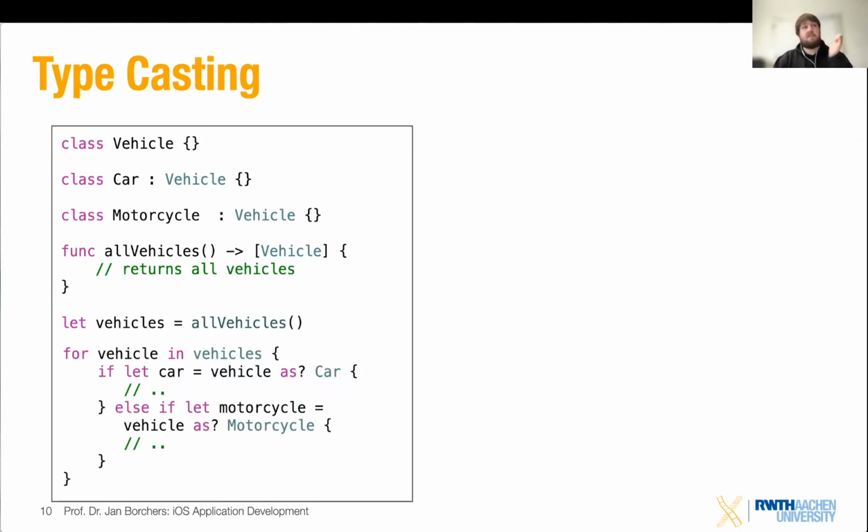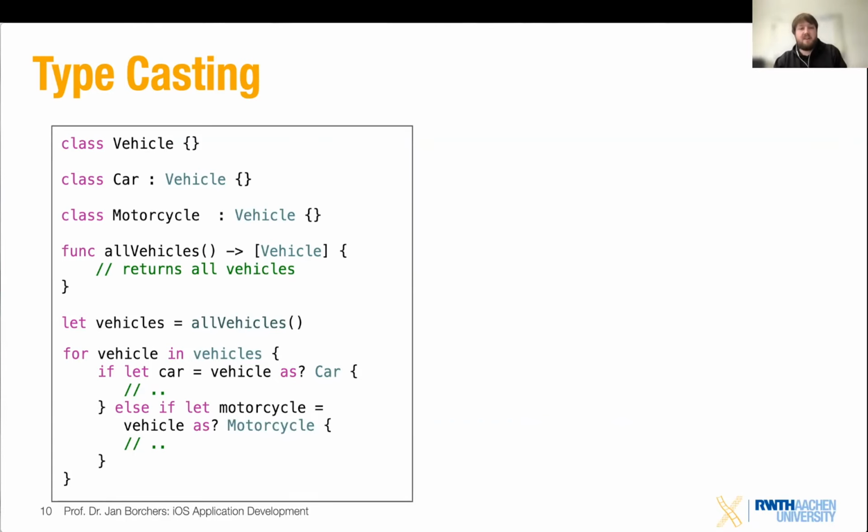And for that, you can use as with a question mark. So for example, here, if we iterate over the vehicles array, we have then for vehicle in vehicles. So that means within that loop, I always have vehicle or in a variable of type vehicle that I can work with. So now I'm checking if that vehicle that I'm currently having is, for example, a car. And how I do that is I'm trying to assign a new constant car, and I assign that vehicle, and then as with a question mark, car.